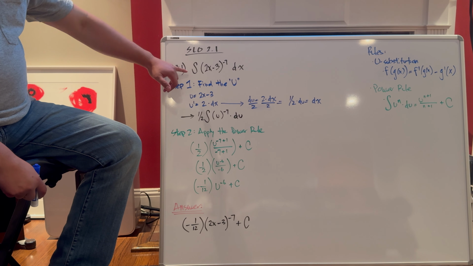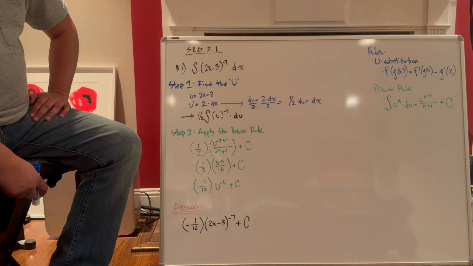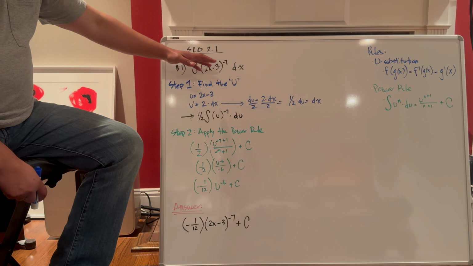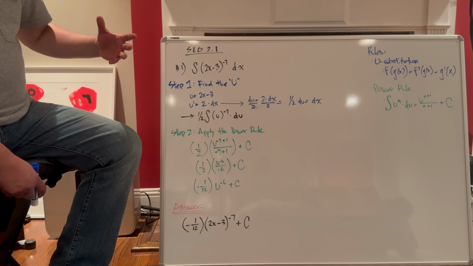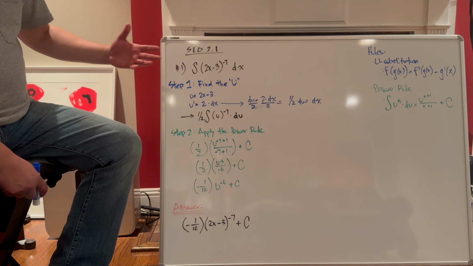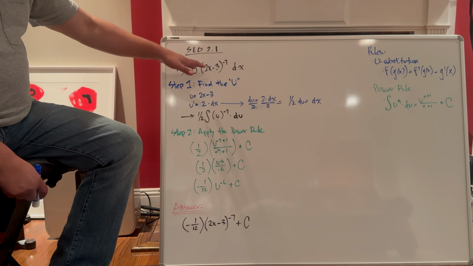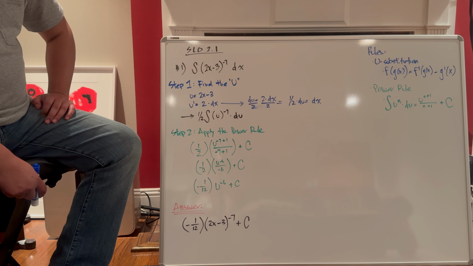We have the integral of (2x minus 3) to the negative 7th power dx. Effectively, what we need to do with this is find the original function. We need the function that this is the derivative of. So the first step is to use u substitution.